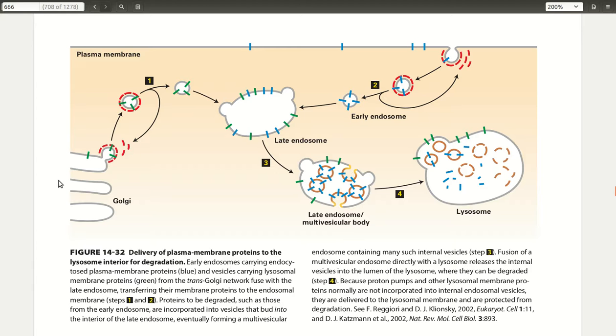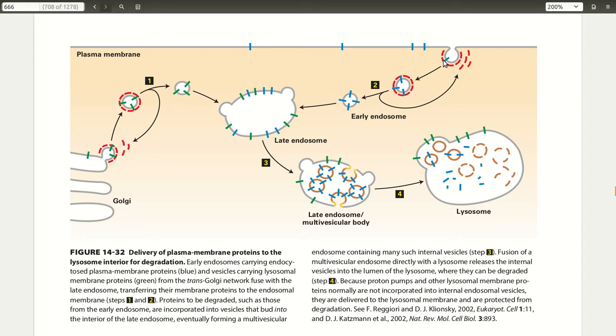Okay, so we're going to talk about how the cell is able to direct proteins for degradation in the lysosome, and also how it's able to recycle damaged or non-functional organelles. So the lysosome is involved in degradation of many macromolecules.